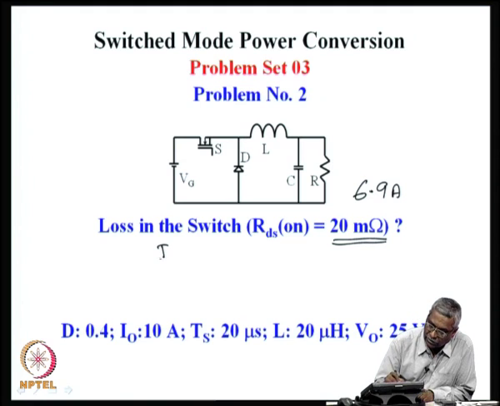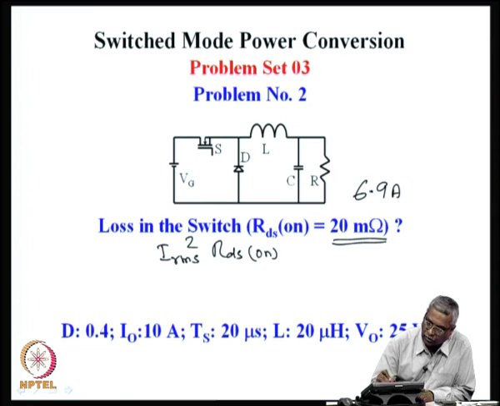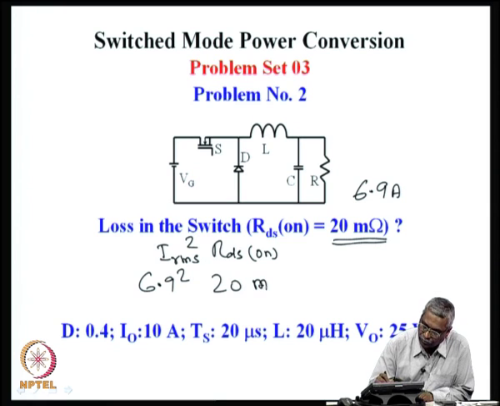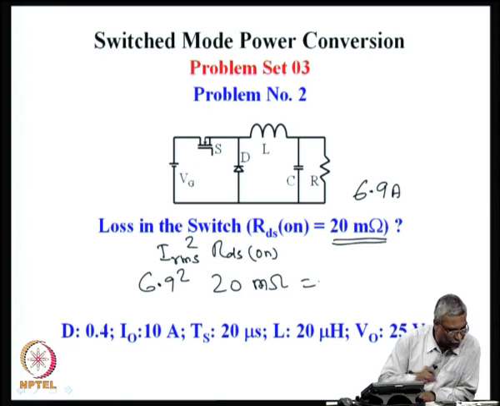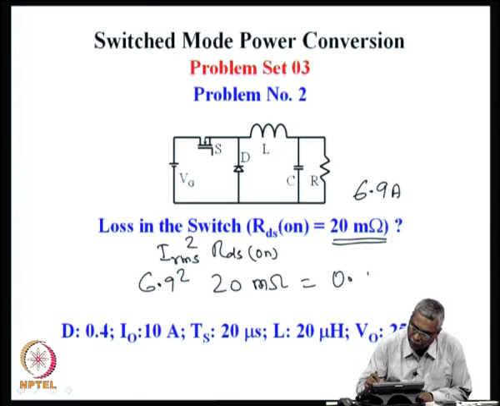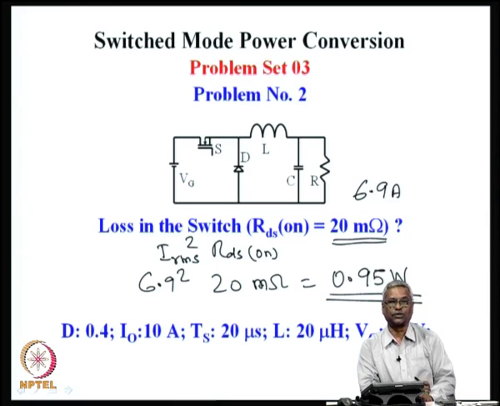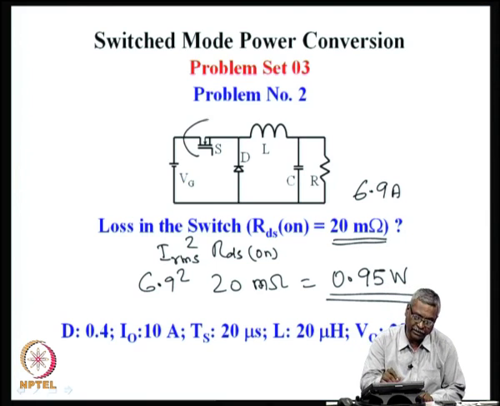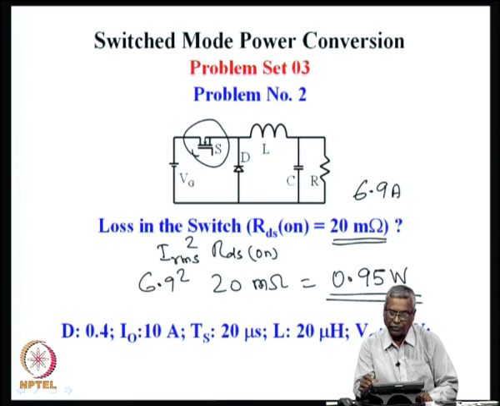Loss in the switch is I RMS square multiplied by RDS on, the on-state resistance of the switch, that is 6.9 square into 20 milliohm, and that quantity is 0.95 watts. So, this is the power loss in the switch. If we know the parasitic resistance of the switch, it is possible to find out how much is the power loss.